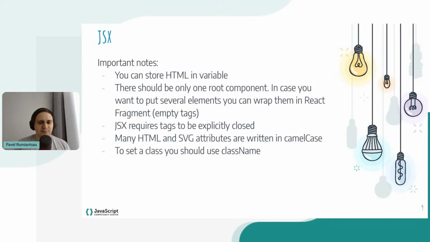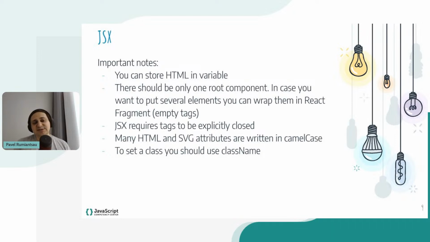An important thing is that there will be only one root component, which means that if your component returns some content, it should always return one tag, like one wrapper. And in case you want to return multiple elements, you can use the so-called React fragment, which is overall just an empty tag. Imagine any tag, but just remove the name of it. It will be this fragment.